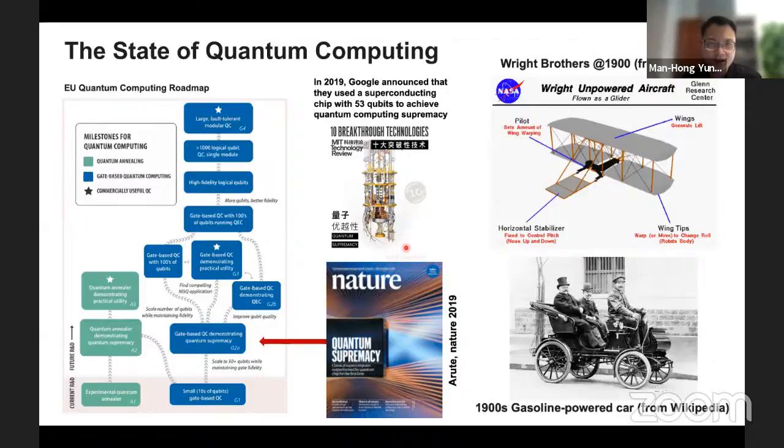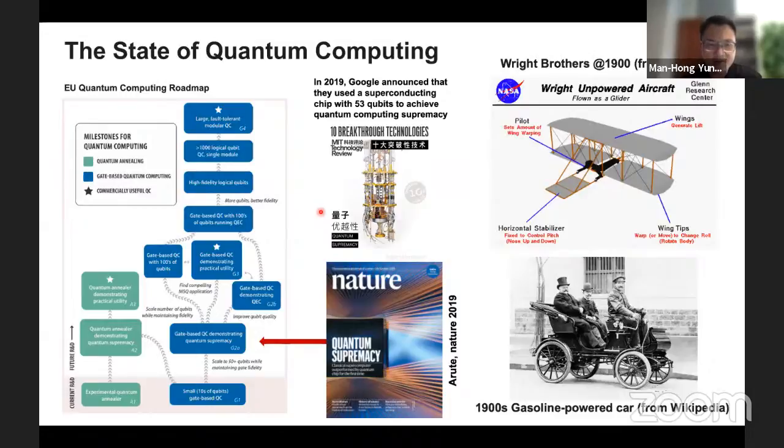We were able to show that it is indeed possible to challenge Google's claim, that we can use a classical computer to simulate this chip. But I would not be disappointed, because this result was from 2019. Google may now have better chips with better fidelities, and this will significantly increase the challenge in challenging this quantum supremacy.